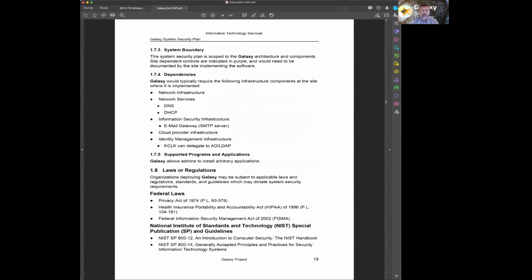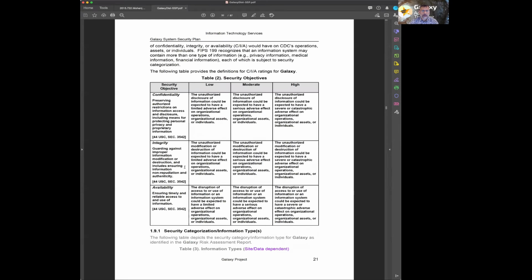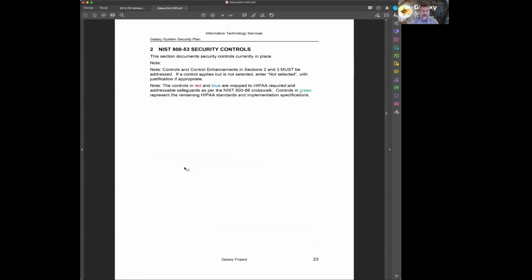The system security plan is then followed by a description of what the system boundary looks like. It's the external dependencies, for example. It certainly depends on your network infrastructure, things like services and so forth. Then this is just a list of documents that were used. And then it gets into the nitty gritty, or the meat of this document, which is the actual security controls.